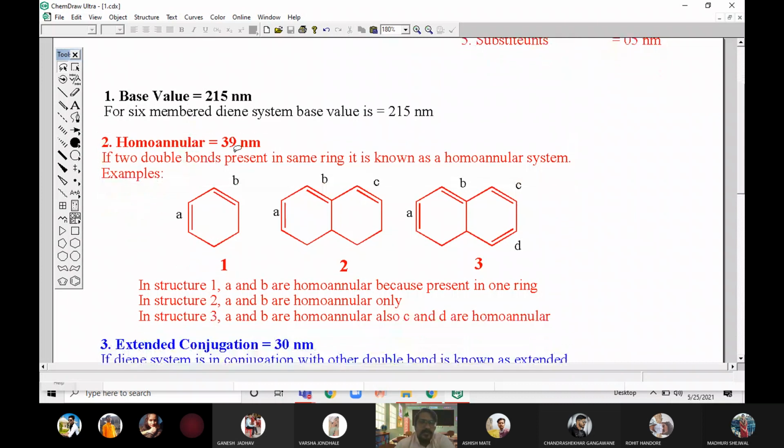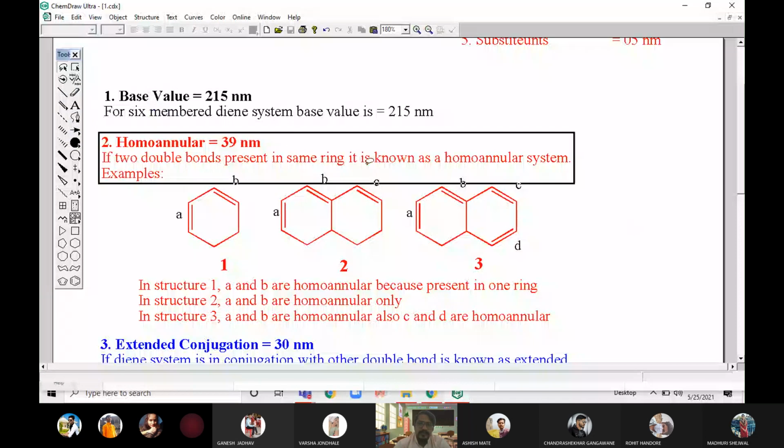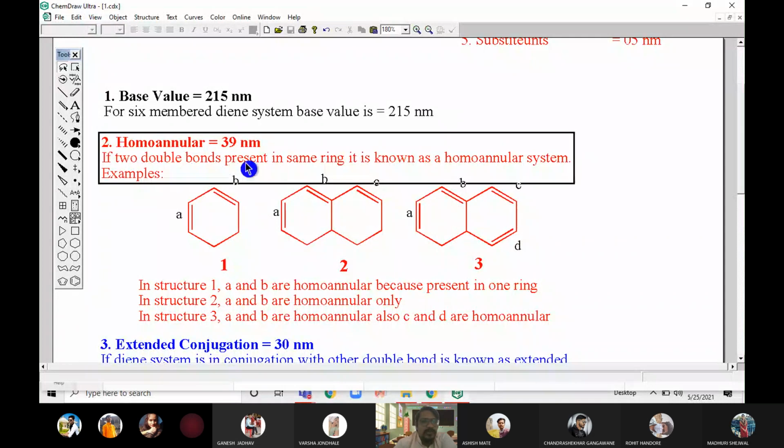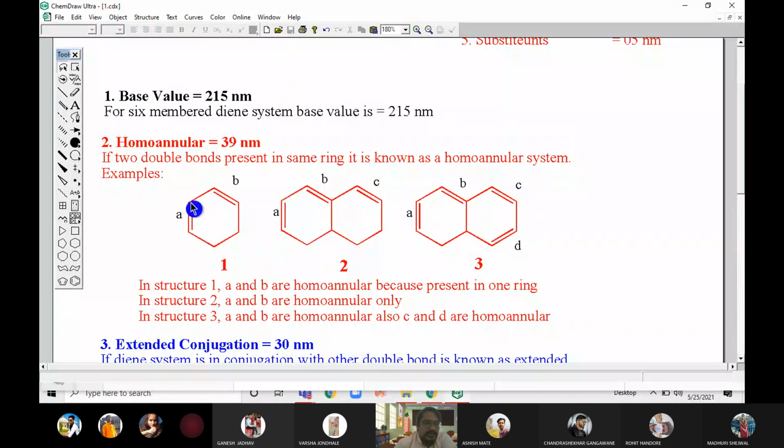Now the second is homoannular. See, if a homoannular system is there in a given organic compound, we have to add 39 nanometers to 215. We have to make a sum and we have to find the highest value, that is lambda max. Now here, homoannular represents two double bonds present in the same ring, which is known as a homoannular system. So here in this structure, there are two double bonds present in one ring, right? Here there are two rings, here also two rings, and I have given an example of three rings.